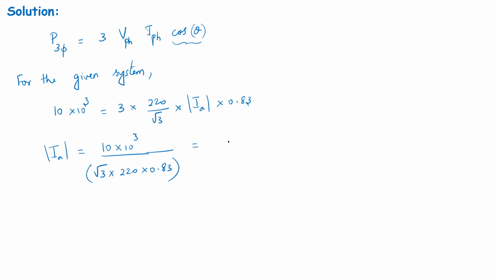So this is nothing but 31.62 ampere. This is the magnitude of current flowing into the infinite bus when the machine is maintaining 220 volts across the infinite bus, and the power factor is 0.83 lagging. So the current phasor is 31.62 ampere at an angle of negative 33.90 degrees.